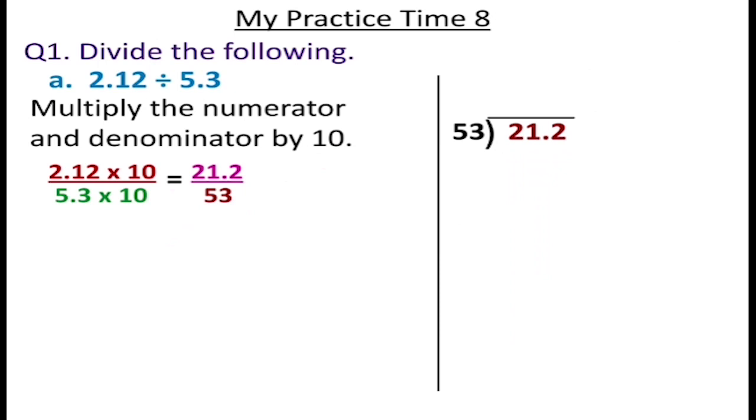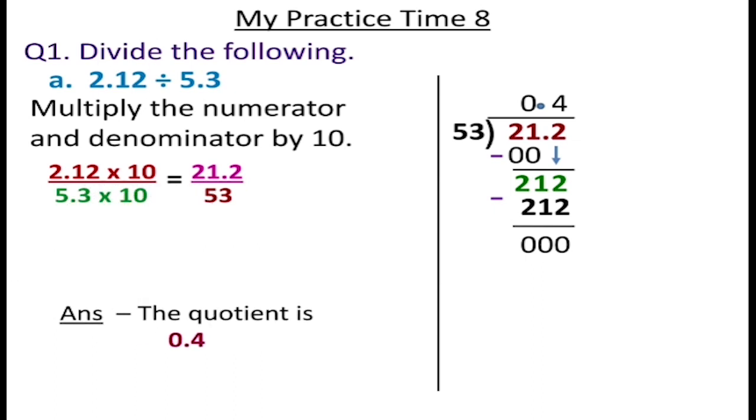So 53 into 0 equals 0. Then subtract 0 from 21, you will get 21. Now bring this 2 down and put the decimal after 0 in the quotient. Now 53 into 4 equals 212. Write 4 in the quotient and 212 here. Then subtract 212 from 212, you will get 0. So the quotient is 0.4.